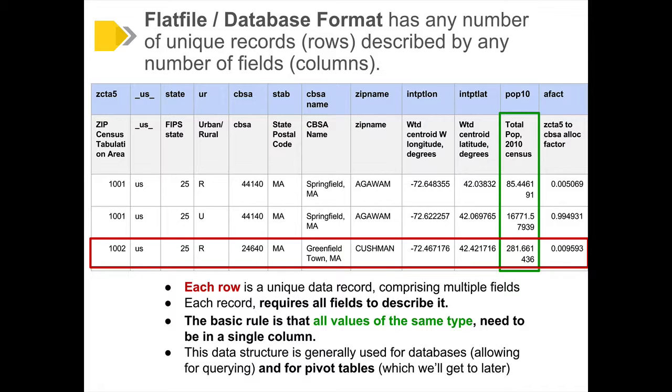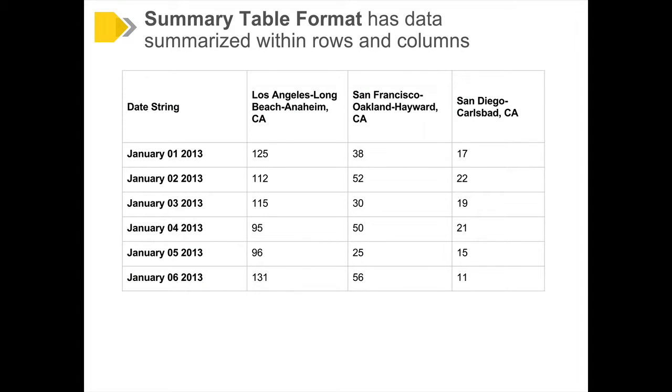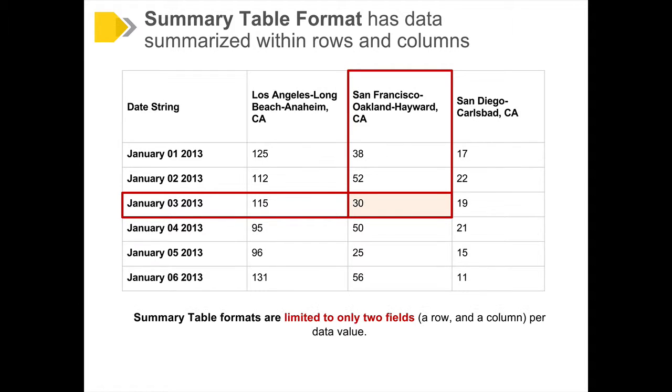Summary table formats are very different. Each data value is limited to a row and a column dimension. Summary table formats are limited to only 2 fields, a row and a column, per data value. If you request data from any source, make sure that it isn't in this format. So what do you do as an analyst if data is only available in a table form? We'll now cover how to convert between the two.